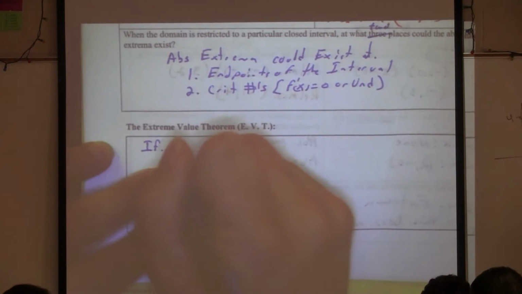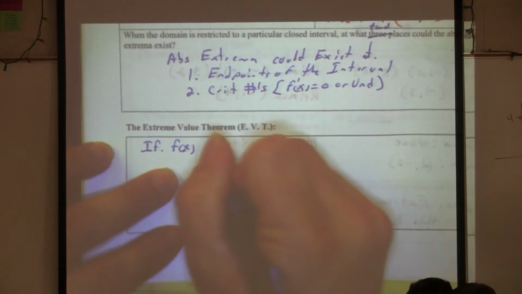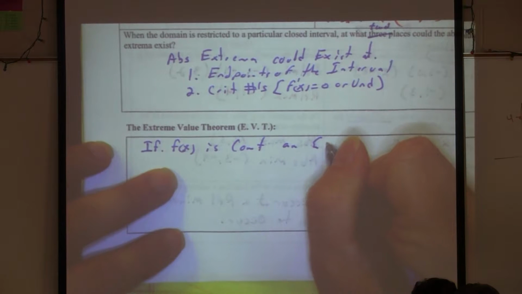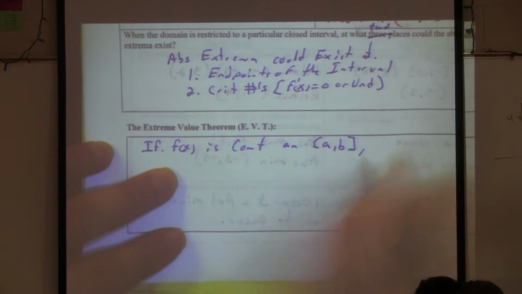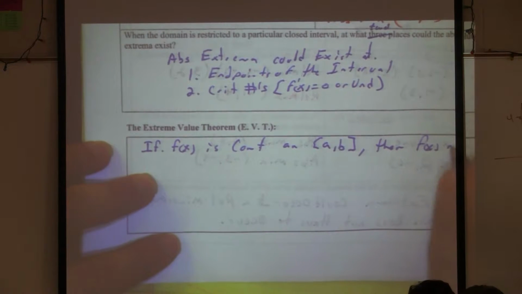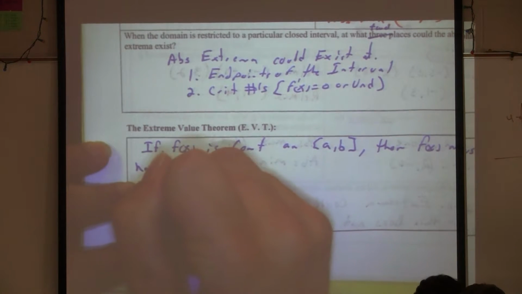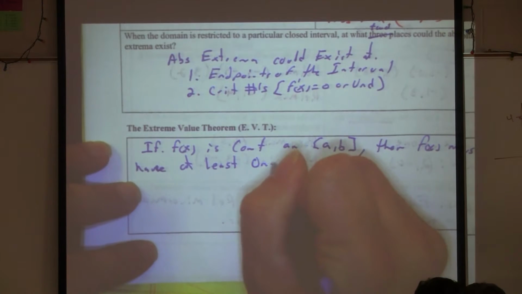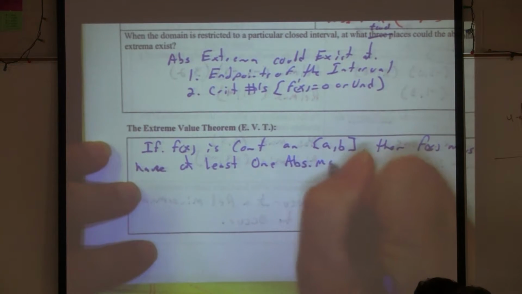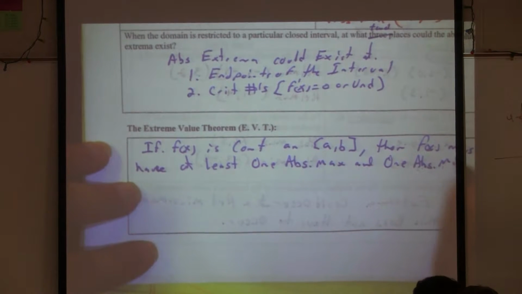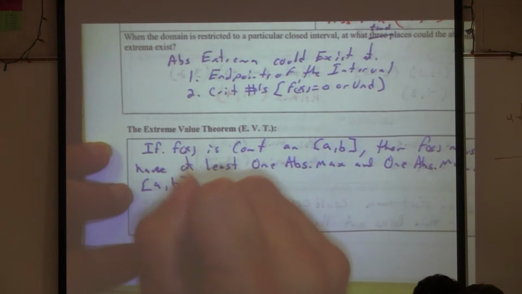Cool? So, if f of x is continuous on the closed interval from a to b, then f of x must have at least one absolute max and one absolute min on that interval from a to b, a closed interval.